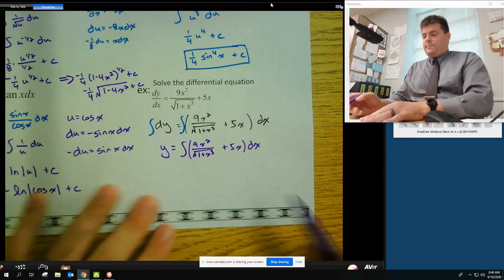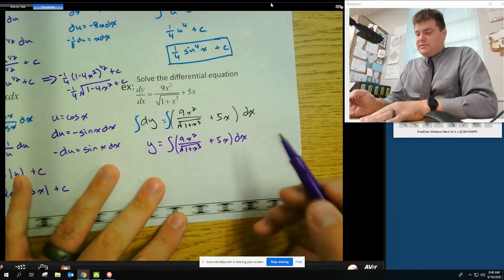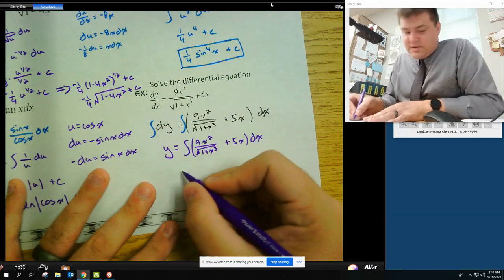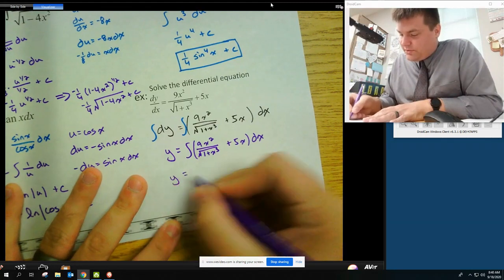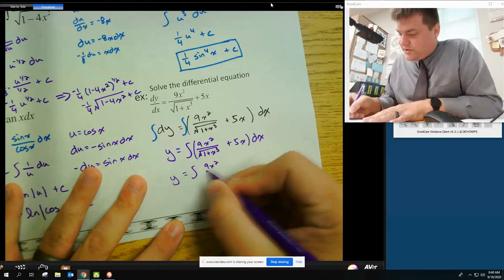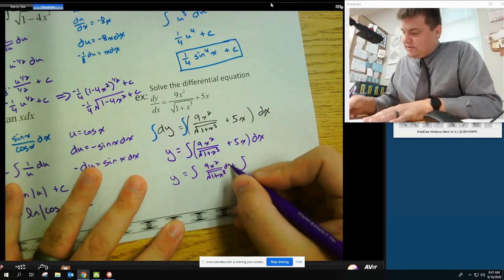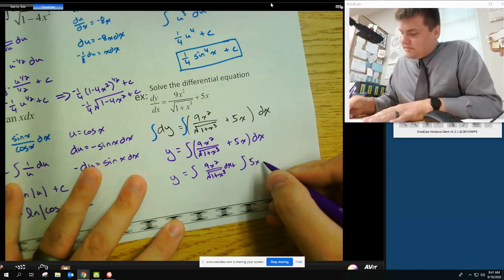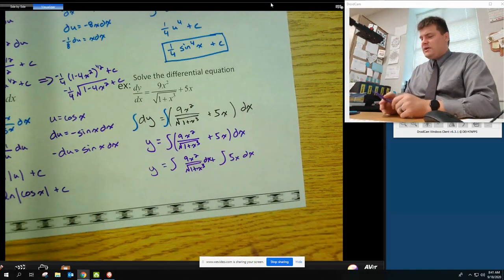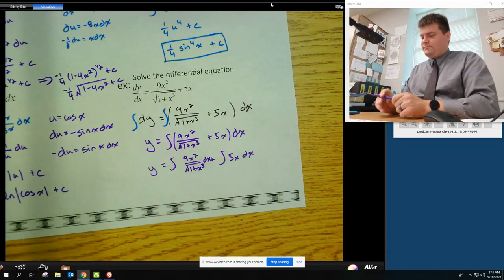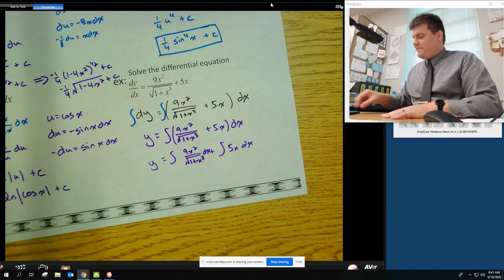Okay. Now, since we're adding these, this one looks really complicated. I'm probably going to need to do some U-sub. So what I'm going to do here is separate these into two different things. So y is going to equal the antiderivative of 9x squared over root 1 plus x cubed, don't forget that dx, plus 5x dx. So that way I'm just doing two separate ones. I think it's a little bit easier because this one's going to involve a U-sub. So this middle guy right here, I'm going to do that one all the way down, and then I'll tag that 5x one just afterwards.